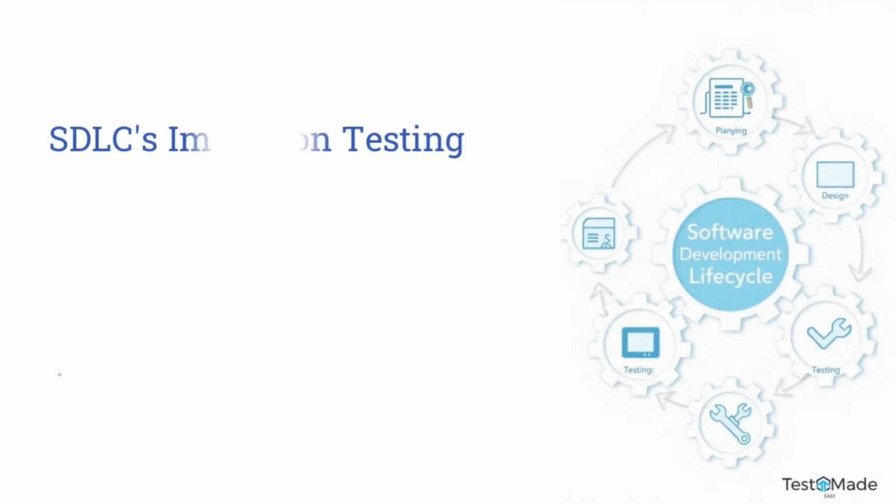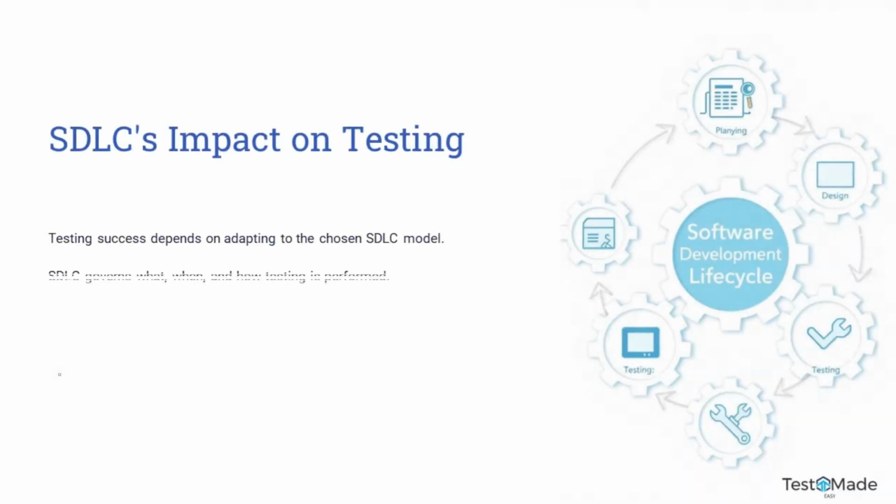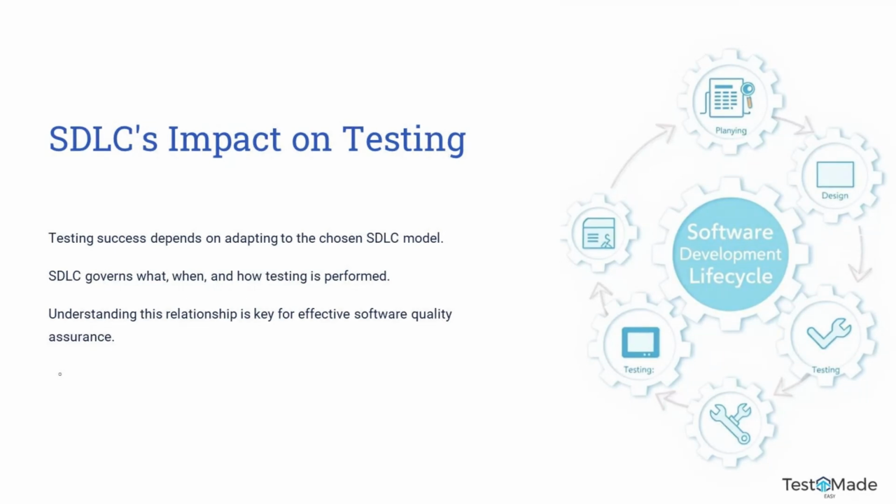Impact of the software development lifecycle on testing. Testing success depends on adapting to the chosen SDLC model. SDLC governs what, when, and how testing is performed. Understanding this relationship is key for effective software quality assurance.